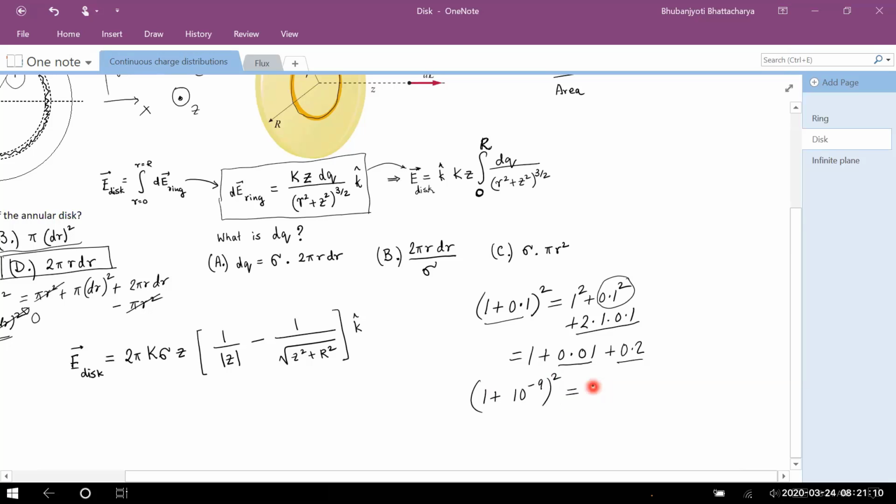This would look like 1 squared plus 10 to the negative 9 squared plus 2 times 1 times 10 to the negative 9. So there, this is going to look like 1 plus 10 to the negative 18 plus 2 times 10 to the negative 9. And here, 2 times 10 to the negative 9 is actually much larger than 10 to the negative 18. So as this term gets smaller and smaller, the square of that term gets even smaller. And if I was just squaring 1 plus 10 to the negative 9, then I could also neglect 2 times 10 to the negative 9 relative to 1.